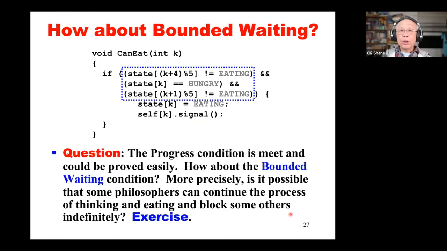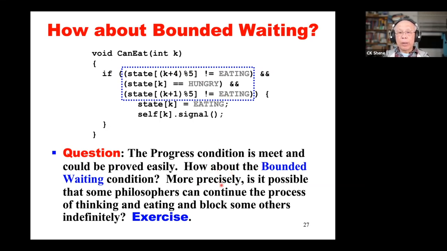But we need to investigate a little bit more. Now we said a good solution must satisfy mutual exclusion, progress, and bounded waiting. The progress condition means the whole decision only involves those who are waiting to use, and this decision can be done in finite time. So deciding whether a philosopher can eat only needs evaluating three logical expressions. So definitely the time for evaluating this condition is finite. So the progress condition is met very easily.